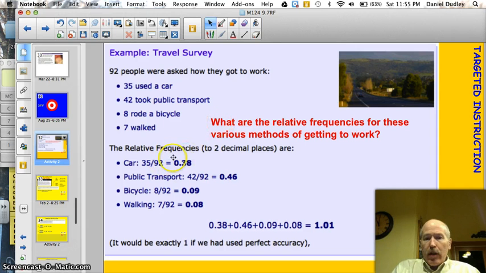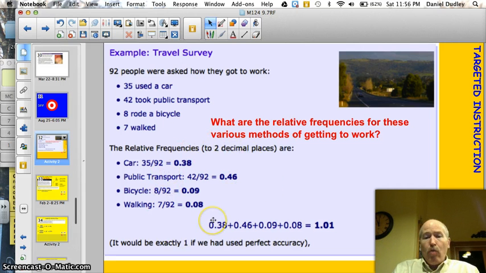Well, to calculate the relative frequency, you just make a fraction. You take the 35 people who did it out of a total of 92. 35 over 92. Pop it into a calculator, you're going to get 0.38. Public transport, it was 42. There they are, right there, 42 out of a total of 92. Pop in the calculator, you got 0.46.